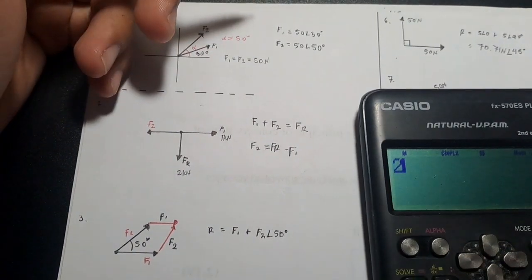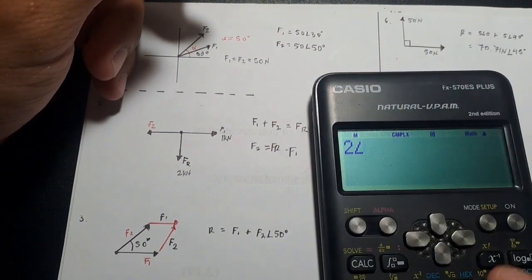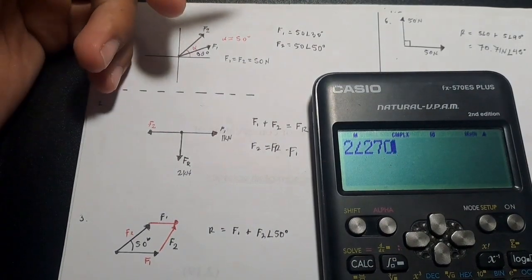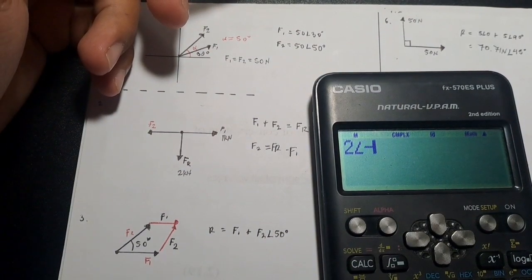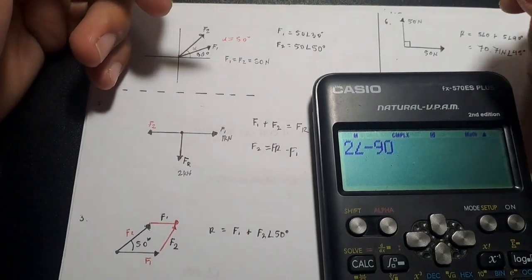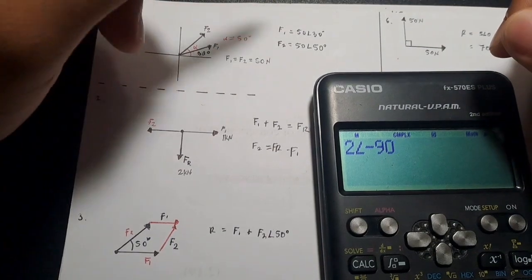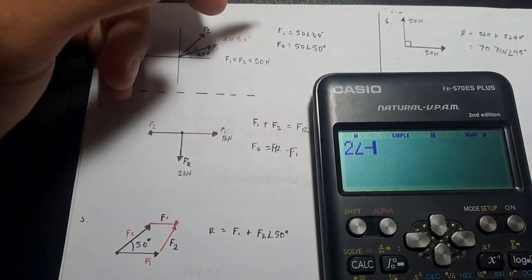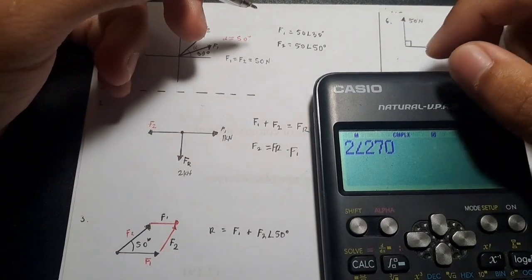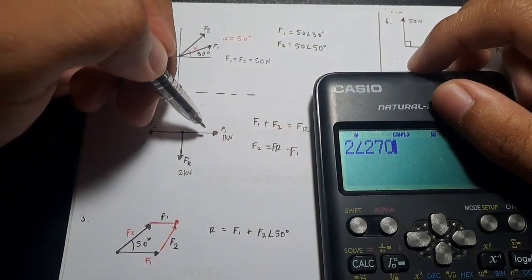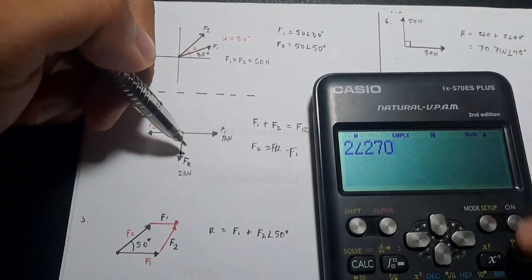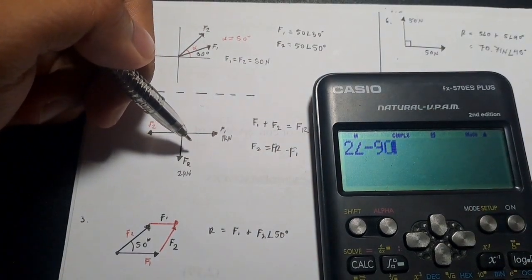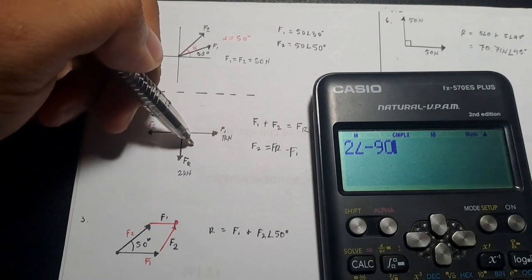Sabi niya is 2 kilonewton to angle either 270 from the positive y-axis or negative 90. Pag 270, that is counterclockwise na ikot. Andito ka pag ganyan si 270, and of course negative 90 would be right here.